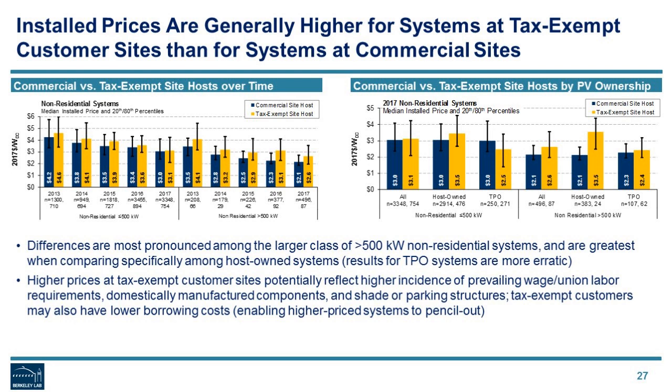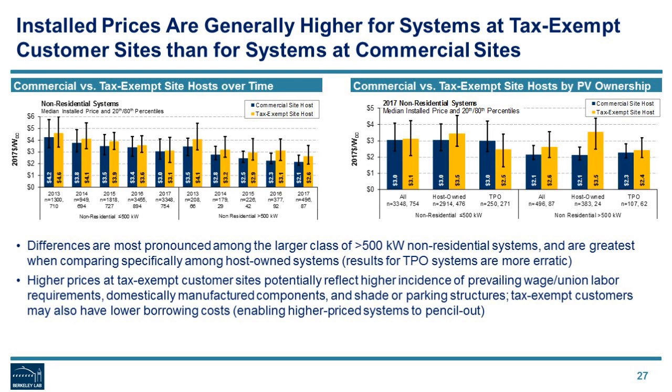So that prior comparison of new construction versus retrofits was focused on residential customers. For non-residential customers, one of the important distinctions among customer types is whether the site host is a for-profit commercial entity or a tax-exempt entity. As I mentioned earlier, tax-exempt customers, which include schools, government, nonprofit entities, etc., constitute about 20% of all of the non-residential systems in our sample.